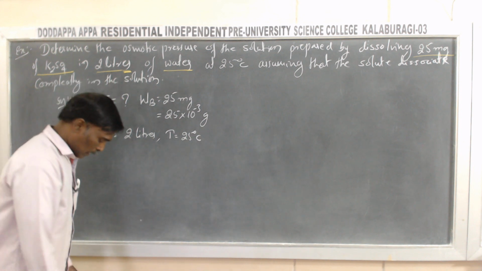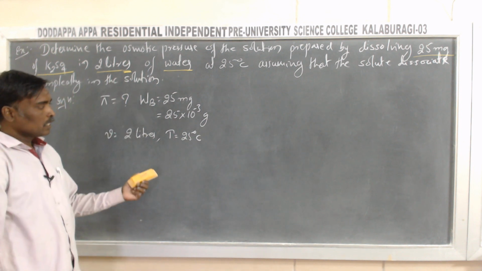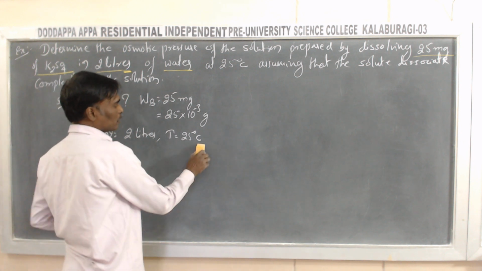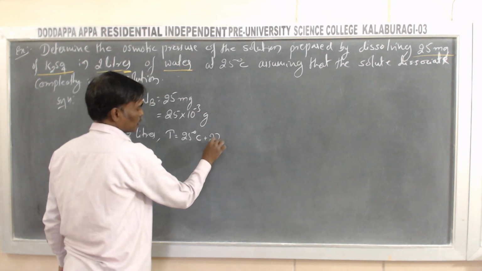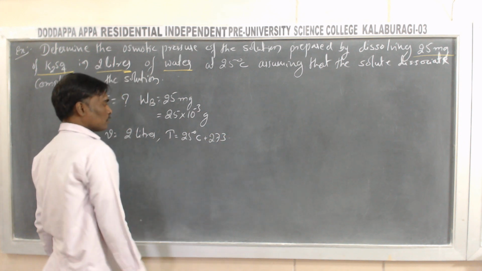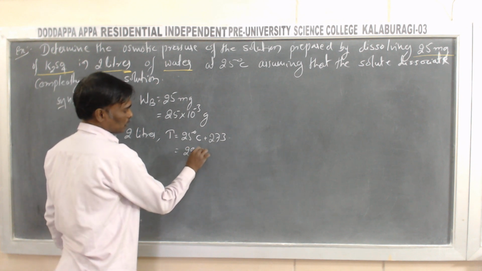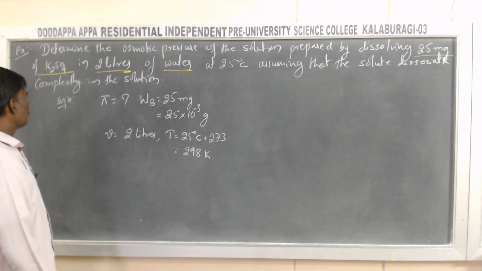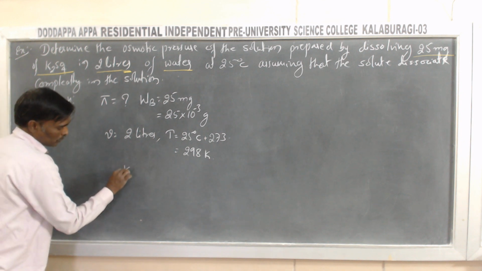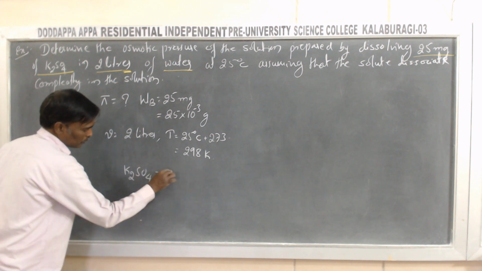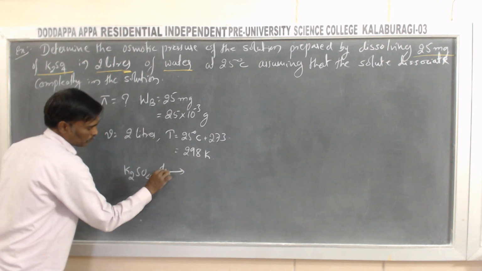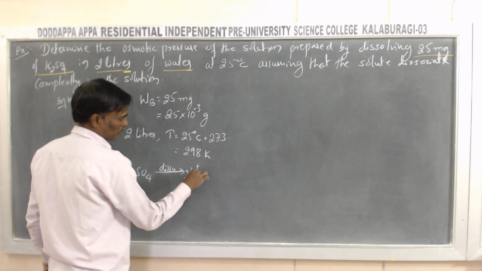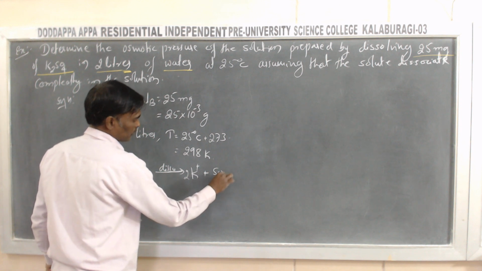Okay, and capital T. So capital T is an absolute temperature which is expressed in Kelvin. Okay, therefore 25 degrees Celsius is converted to Kelvin means just add 273.15 or simply 273, so it is equal to 298 Kelvin temperature, assuming the solute dissociates completely. Now the solute here, potassium sulfate, it dissociates completely and forms 2 K plus ions plus 1 sulfate ion.